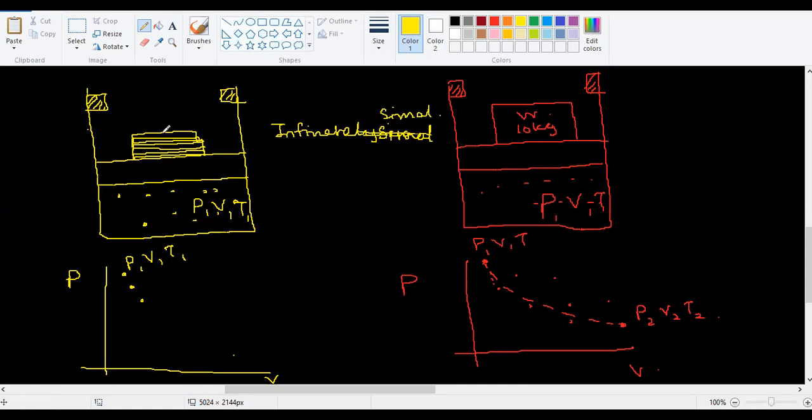Meaning it's very, very small at a time. Okay, so when I do that, what will happen is there are no sudden changes. So the pressure, volume, and temperature will stabilize very quickly, and slowly it will come down like this. So the final point will be almost close to this.